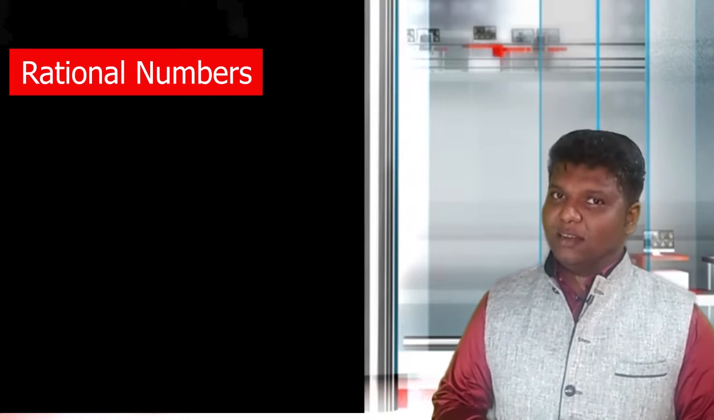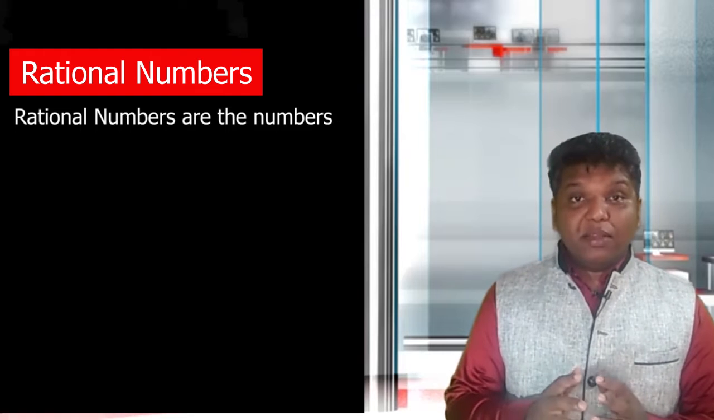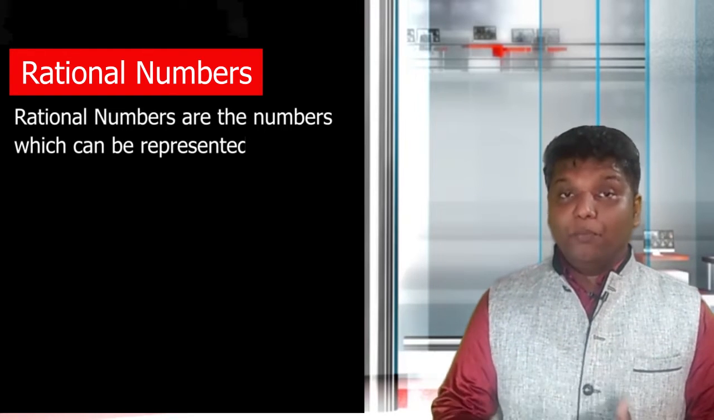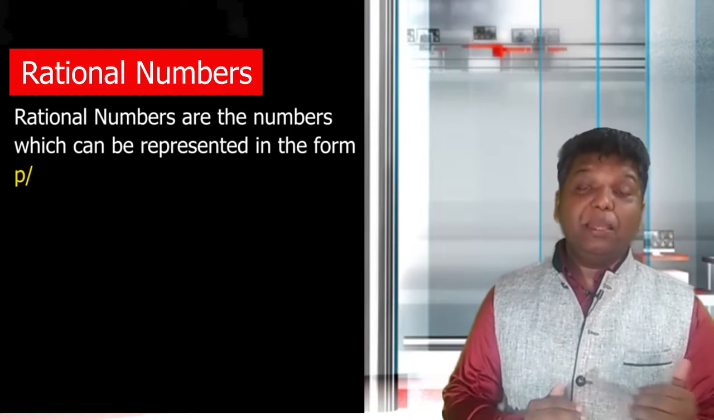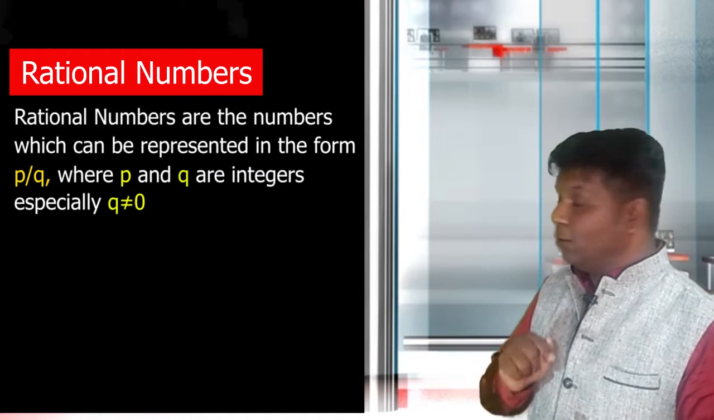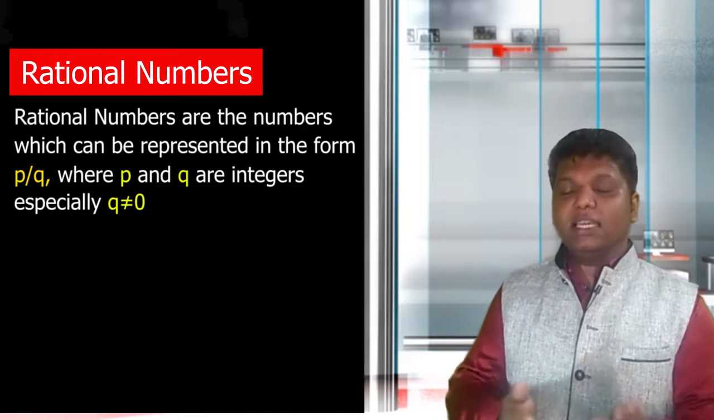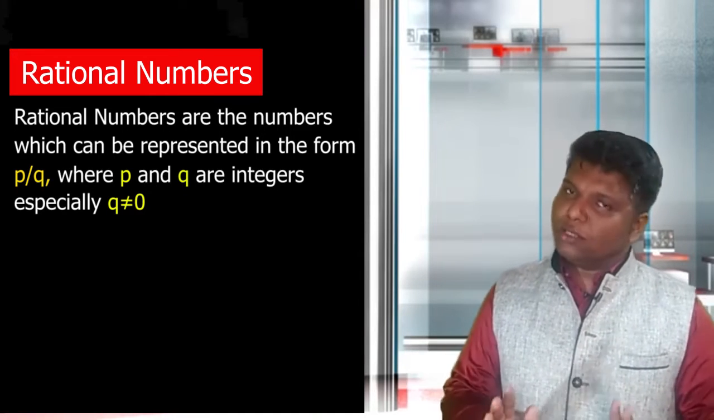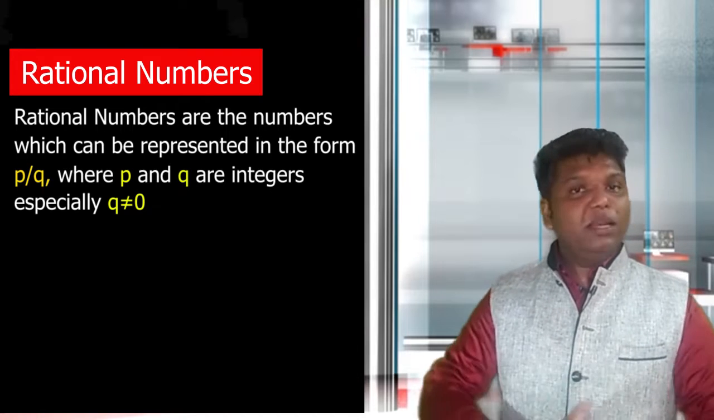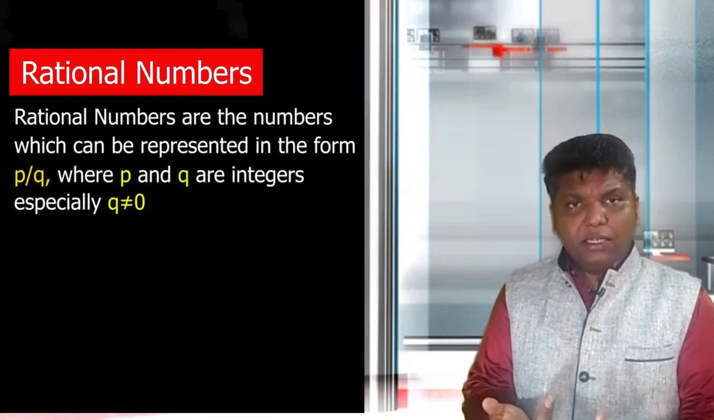What are rational numbers? Rational numbers are the numbers which can be represented in the form p by q, where p and q are integers, and especially q should not be equal to 0. It's very clear, q should not be equal to 0. That means in simple words, the denominator should not be equal to 0. Keep this in your mind. Why? What happens if the denominator becomes 0?